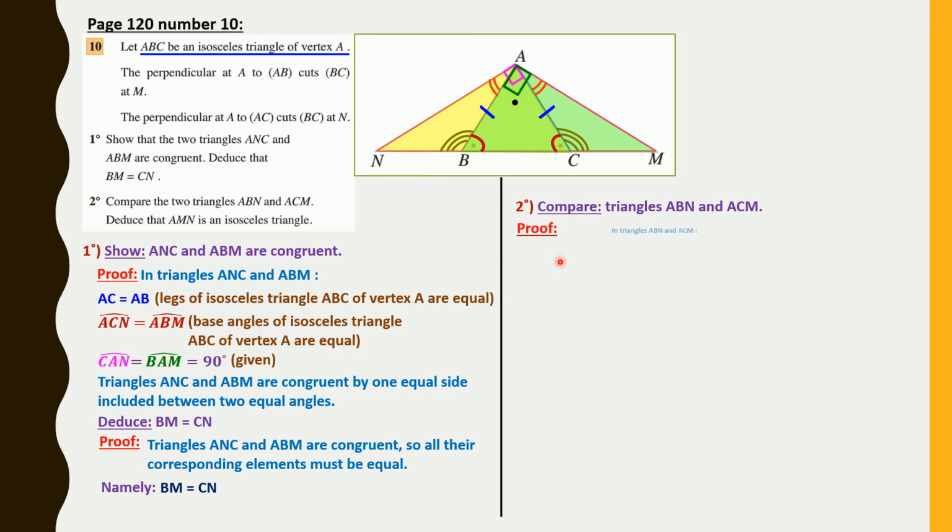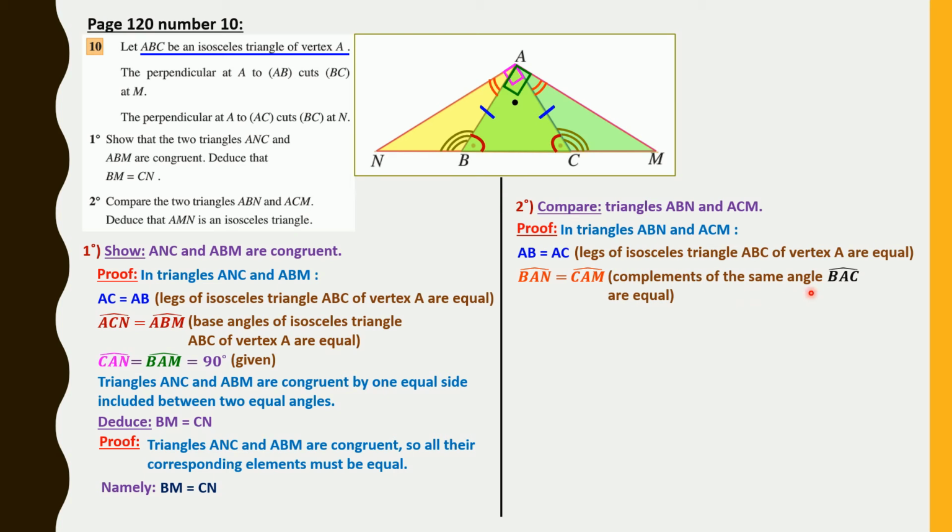Proof. In triangles ABN and ACM, first we have AB equals AC, legs of isosceles triangle ABC of vertex A are equal, or you can also write proved because we proved it here already. Then angle BAN equals angle CAM because they both represent the complement of the same angle BAC. Complements of the same angle are equal. And last, angle ABN equals angle ACM because they are both the supplements of these two equal angles ABC and ACB.